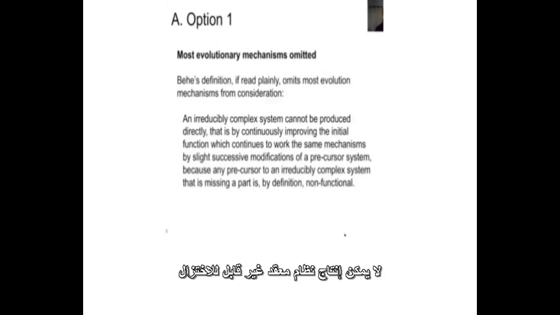So he wrote, an irreducibly complex system cannot be produced directly, that is, by continuously improving the initial function, which continues to work by the same mechanisms, by slight successive modifications of a precursor system, because any precursor to an irreducibly complex system that is missing a part is, by definition, non-functional. Let's break this down, because this is really the crux of the matter for this first version of irreducible complexity. So let's go line by line.